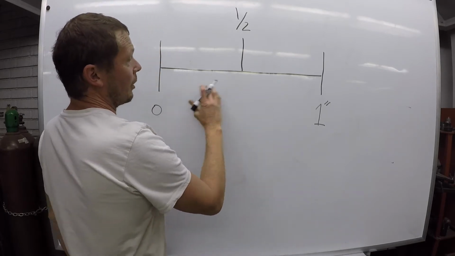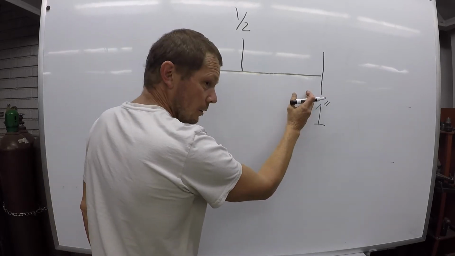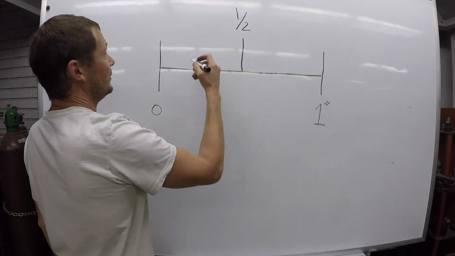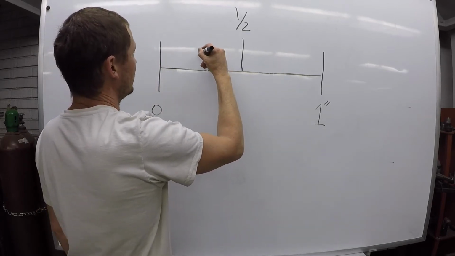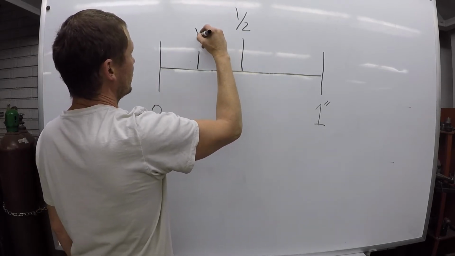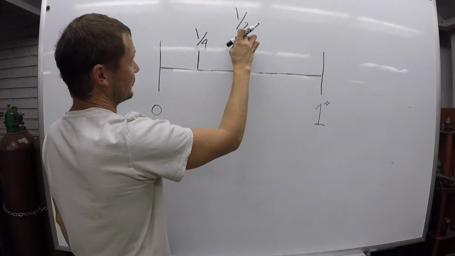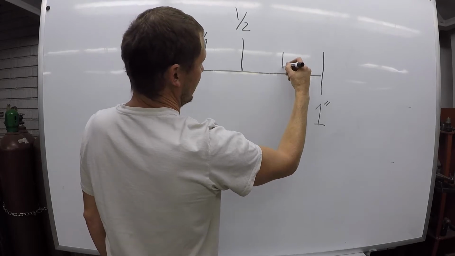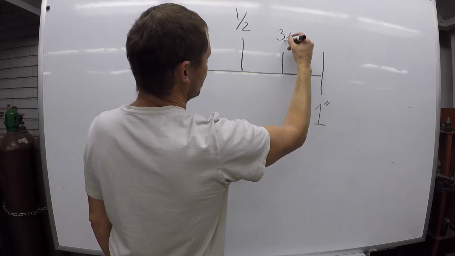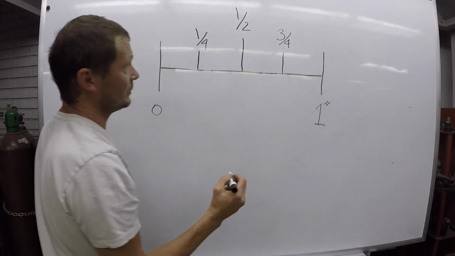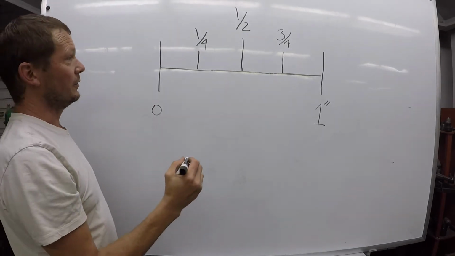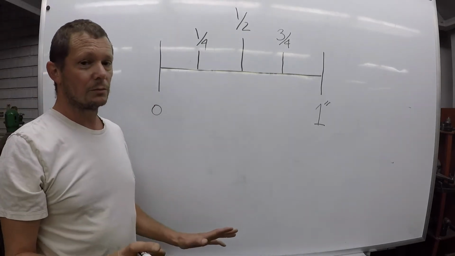If we divide our 1 whole into quarters, we end up with quarters. So that's 1 quarter, 2 quarters equals a half, and this is 3 quarters. I know, some of you are like, I know this already, I learned this in grade school, but just, all right.